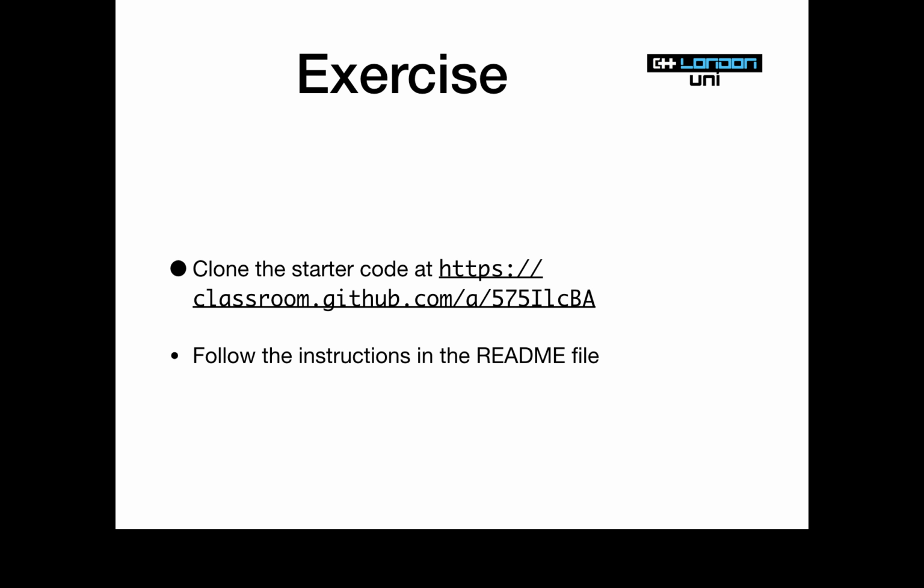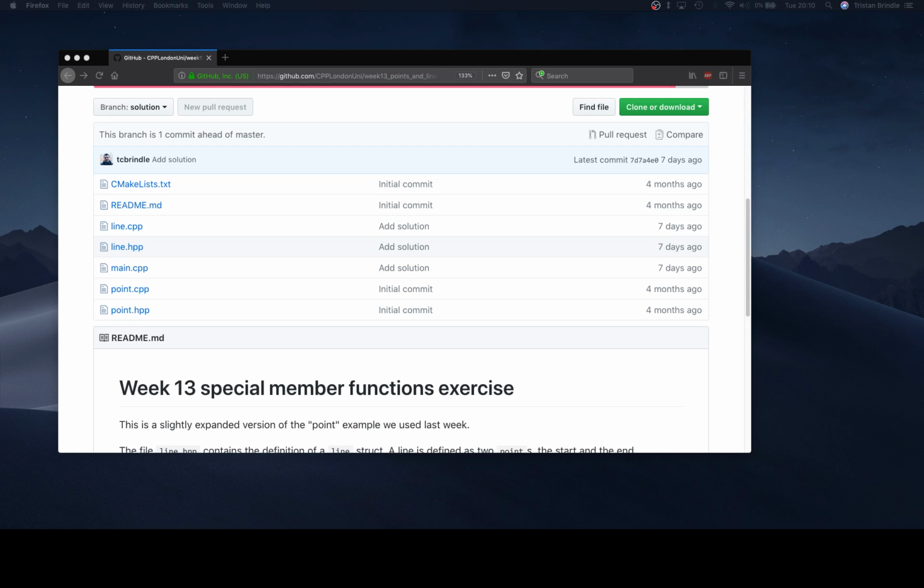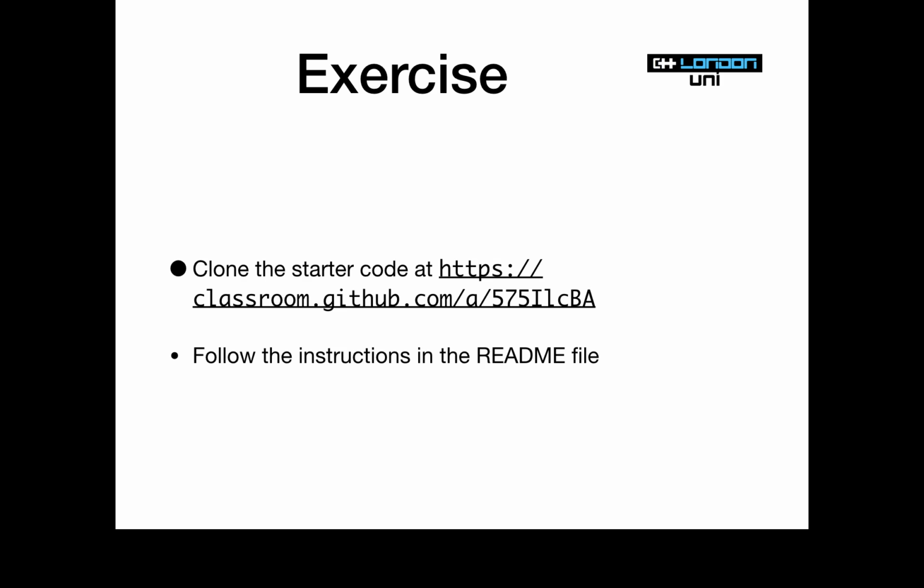This is just the URL that is given by GitHub. I'm going to copy and paste it into the Slack channel, and I'll put it on YouTube for anybody who needs it. I can see that a couple of people have cloned it already. Right, it's in our YouTube chat on the live stream, so you can grab it from either the Slack or from YouTube. The bit at the end is 575, capital I, lower L, lower C, capital B, capital A.